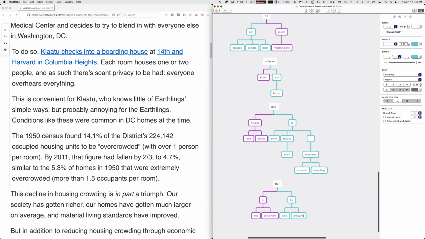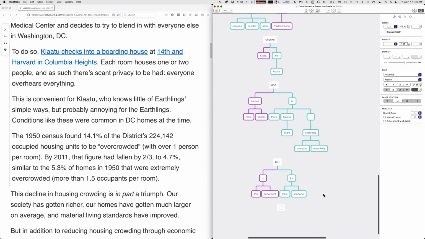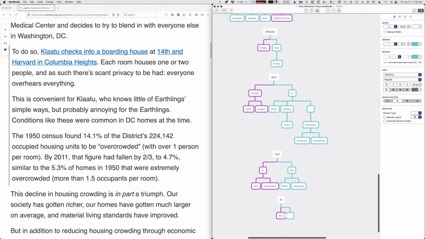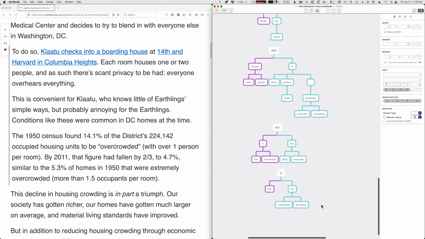This is convenient, but implied, this is annoying. I will show the alternative as well. It would be is this, but, and then the but would be joining the convenient with the annoying. So a different grouping.